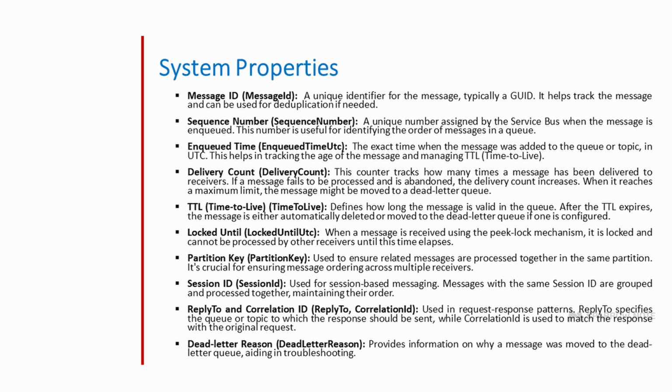Reply to and correlation ID. Reply to and correlation ID are used in a request-response pattern. Reply to specifies the queue or topic to which the response should be sent, while correlation ID is used to match the response with the original request. Dead letter reason provides information on why a message was moved to the dead letter queue, and it's helpful for troubleshooting.